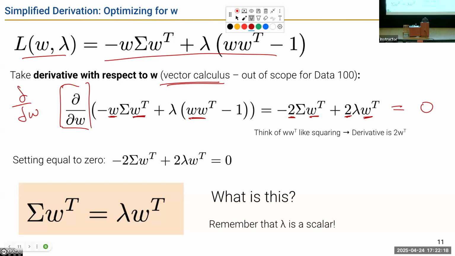The covariance matrix of X, and this is the important expression to take away. The covariance matrix of X multiplied by this optimal W is equal to lambda, which remember is just a scalar, just a number, multiplied by this vector. So it's just lengthening that vector. A matrix times this vector W^T is the same thing as taking a scalar and multiplying by that vector.